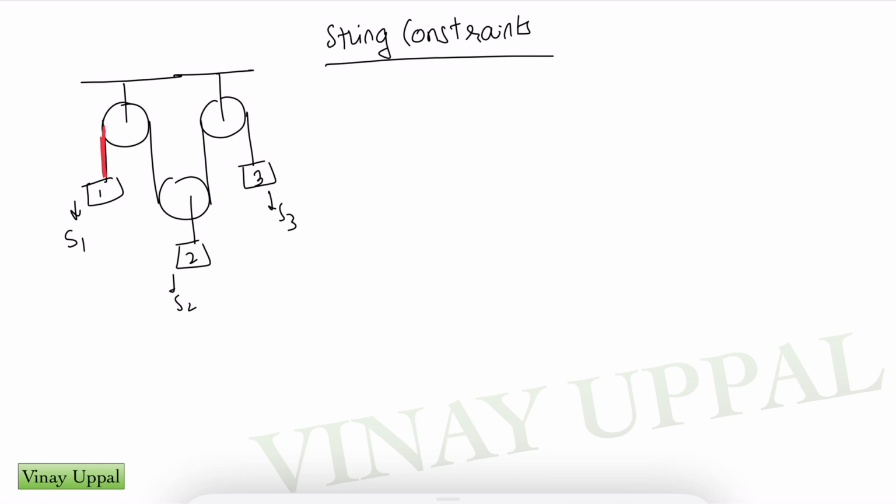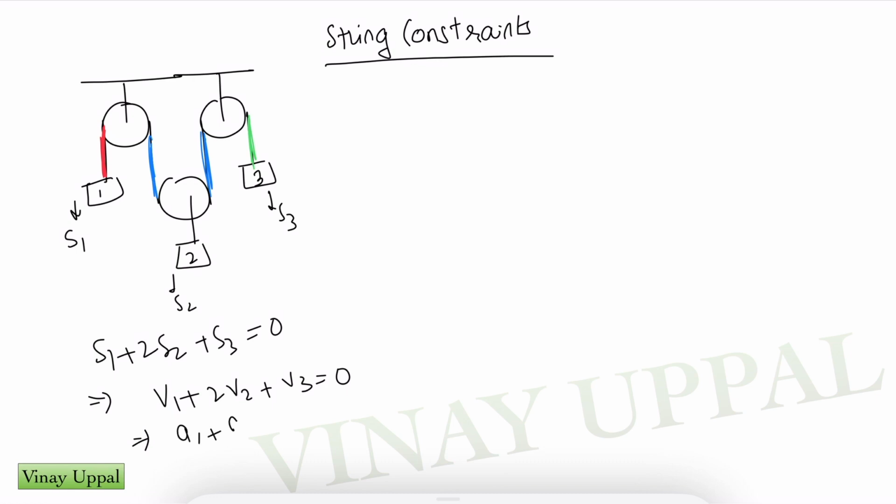So this red segment is increasing by S1. These blue segments are increasing by S2 each. So I'll have plus 2 S2. And finally this green segment is increasing by S3. So this should be 0. And if I just differentiate it once, I'll get the relation between the velocities, and once more I'll get the relation between the accelerations.